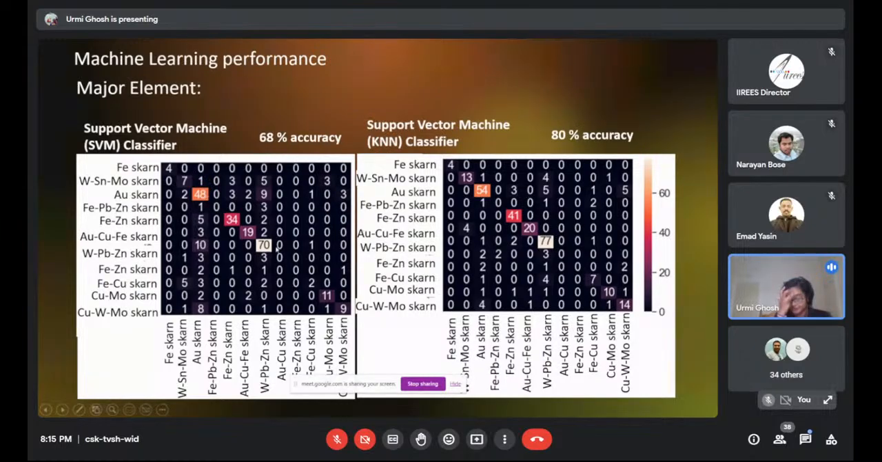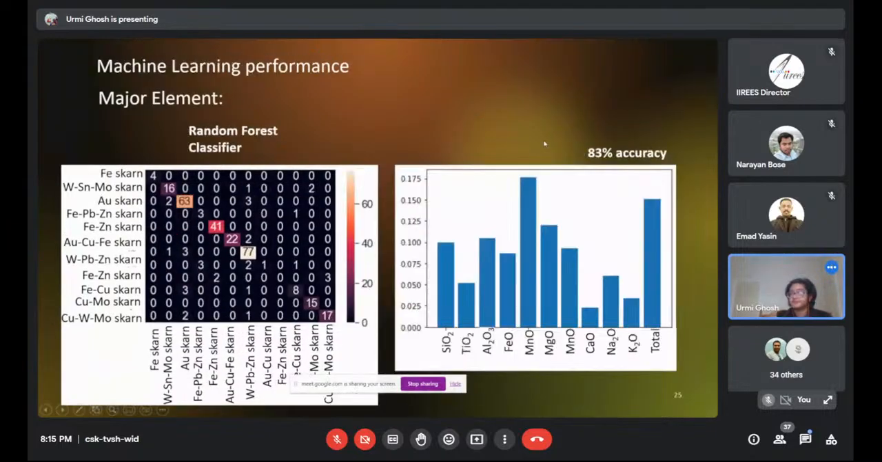So in that case, what we see is they do not perform very badly. It's not very good, of course, but it's not very bad. So it might be promising. So if we do that for a random forest classification, the accuracy increases to 83%.